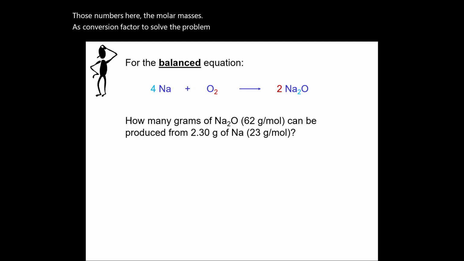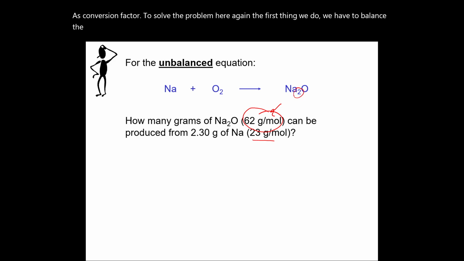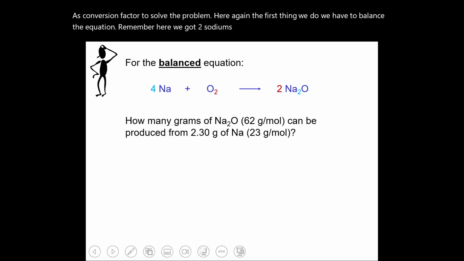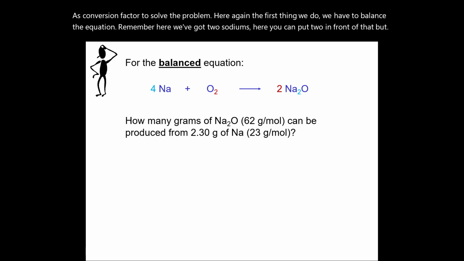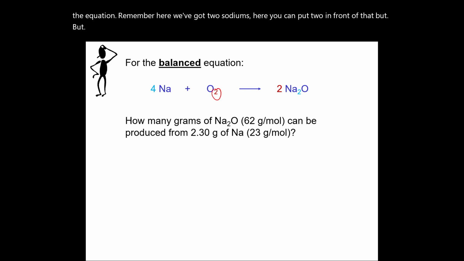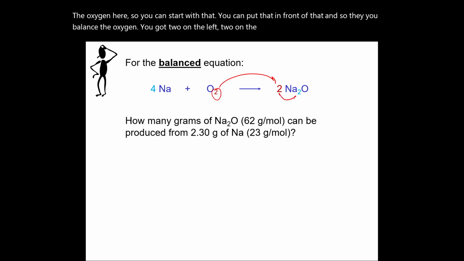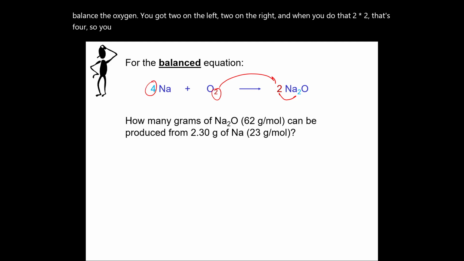Again, the first thing we do, we have to balance the equation. Remember here, we've got two sodiums. You can put 2 in front of that, but well, the oxygen here, you can start with that. You can put 2 in front of that, and so you balance the oxygen. You've got 2 on the left, 2 on the right, and when you do that, 2 times 2, that's 4. So you have to put 4 in front of sodium to balance the sodium atoms.